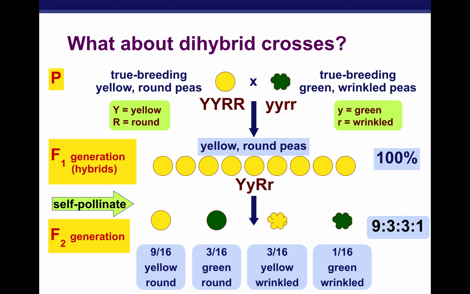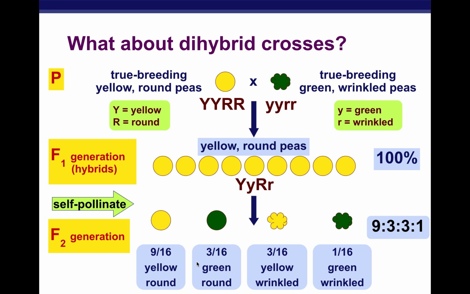In this case, he bred true breeding, meaning homozygous, yellow and round plants with homozygous green and wrinkled plants. He made a completely heterozygous generation, and that's how he determined yellow and round were the dominant alleles for each of those separate genes, the yellow color gene and the round shape gene. And then he crossed these plants, and he found this ratio of yellow to yellow wrinkled to green wrinkled plants.